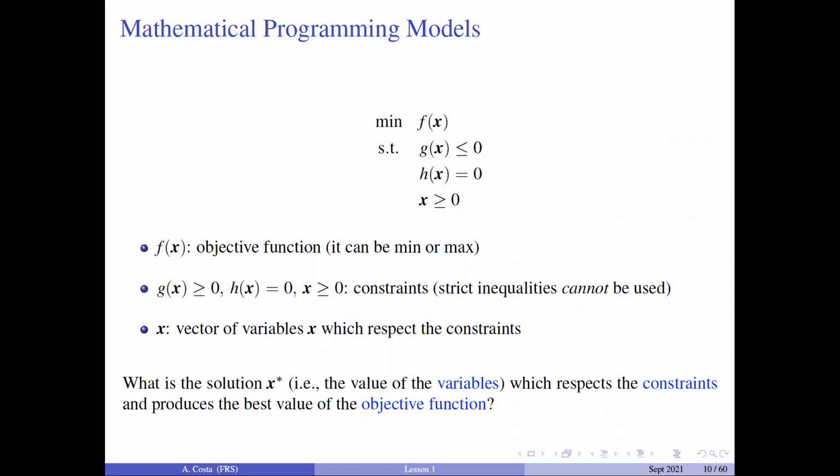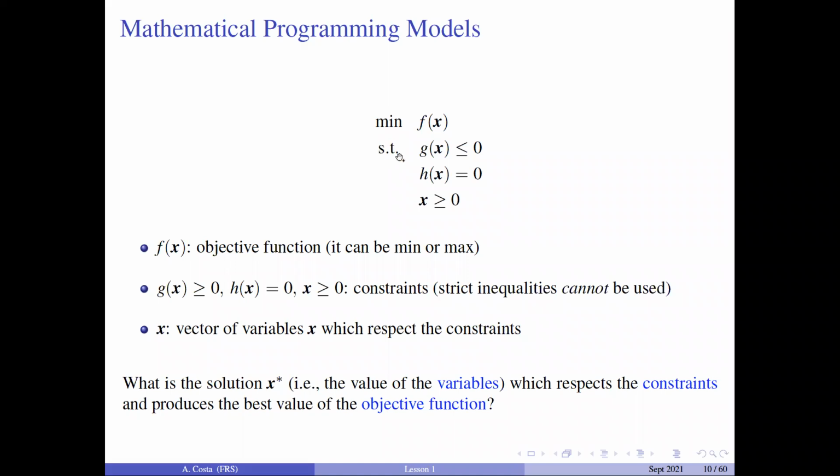Okay, let's start with the scary stuff here. You see, this is the way that usually a mathematical programming model is presented, okay? So let's go through the elements one by one. In this case, the first one is we want to minimize a function f of x. It can be also maximized. This is the objective function I mentioned earlier, okay?